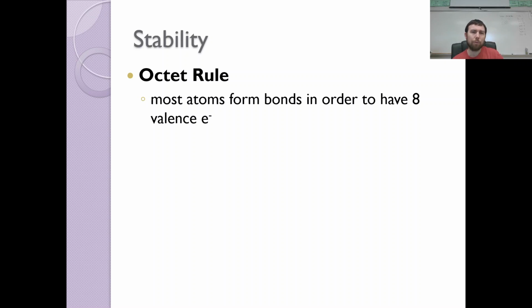Now, the octet rule communicates just this idea that most atoms tend to form chemical bonds so that they can have 8 valence electrons. And again, we probably could have deduced that even from that prefix oct here, right? Octet rule, referring to 8. So most atoms are going to form bonds in order to have 8 valence electrons. That's going to be the driving force behind either electrons being transferred or electrons being shared between 2 elements.